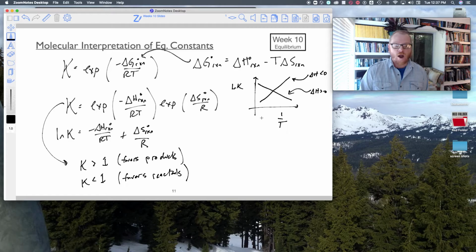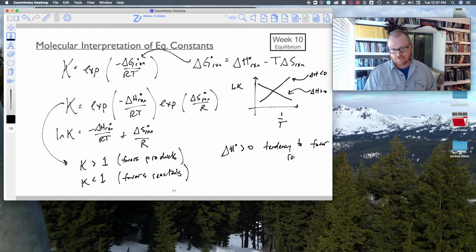So what can we say about the delta H and the delta S in light of these two conditions? Okay. Well, if we have a delta H greater than 0, what does all of that give us? Well, a delta H greater than 0 means that this exponential is going to be negative, and the exponential of a negative quantity is less than 1. So a delta H that's greater than 0 has a tendency to favor reactants.